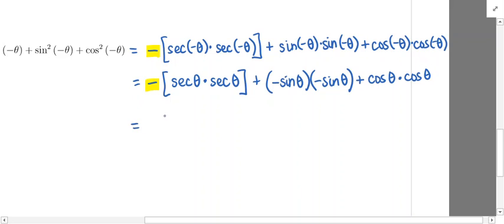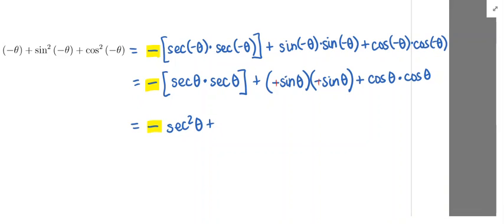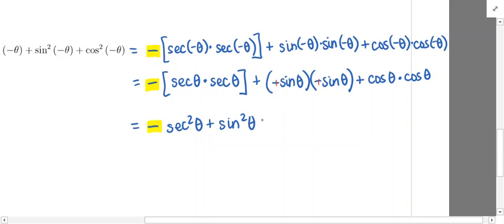All right, so let's continue. Back to the secants. This negative sign stays out front. Secant theta times secant theta is secant squared theta. And then moving on to the middle term here, we're adding. Negative times negative will turn positive. Sine theta times sine theta is going to be sine squared theta. And then we're adding the cosine pieces. Cosine theta times cosine theta is cosine squared theta. So this is what we're left with.